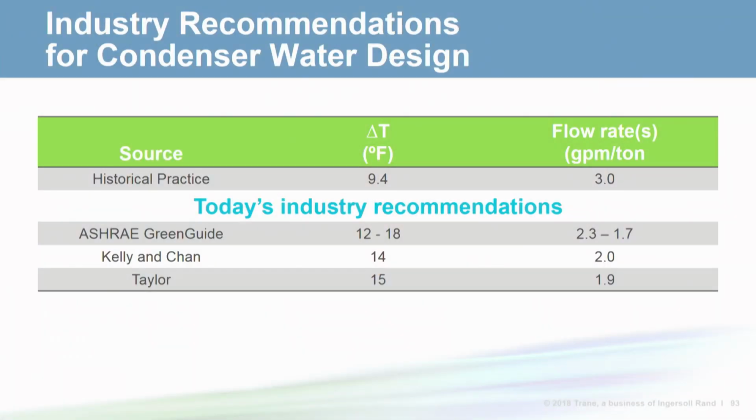At 3 GPM per ton, the design condenser water temperature difference is about 9.4 degrees Fahrenheit. Today's industry recommendations include the ASHRAE Green Guide with condenser water delta Ts of 12 to 18 degrees. Consulting engineers Kelly and Chan, 14 degrees. And Steve Taylor, in his December 2011 ASHRAE Journal article, 15 degrees. Those result in the flow rates shown in the rightmost column. Clearly, the industry is recommending that systems be designed with significantly lower condenser water flow rates.